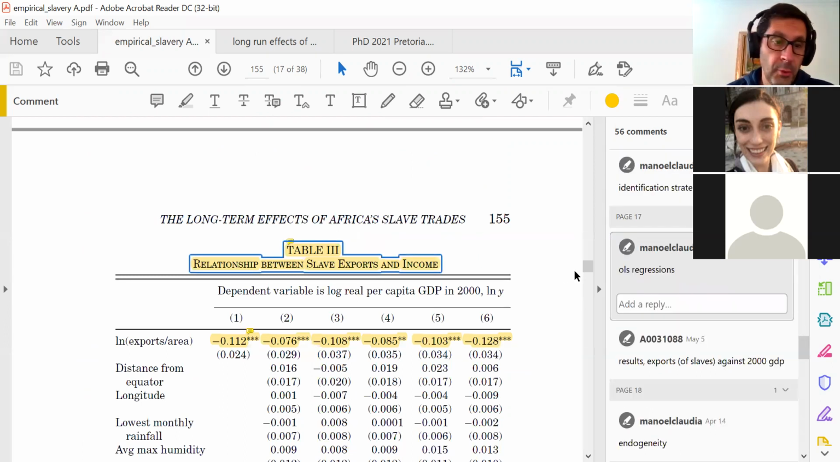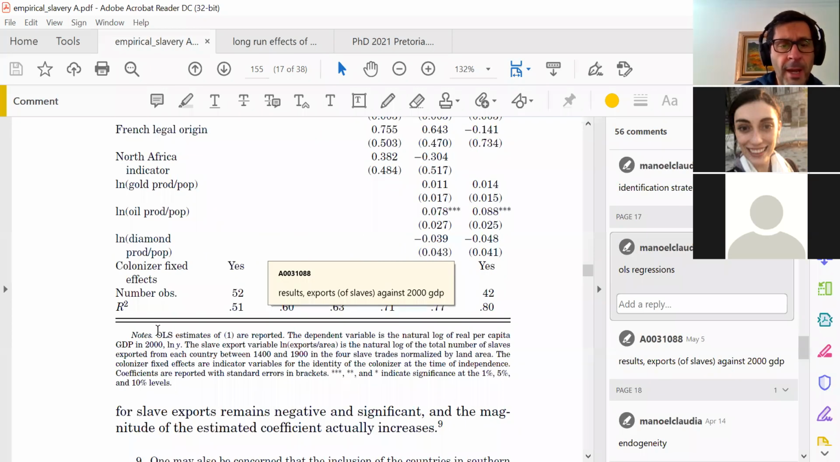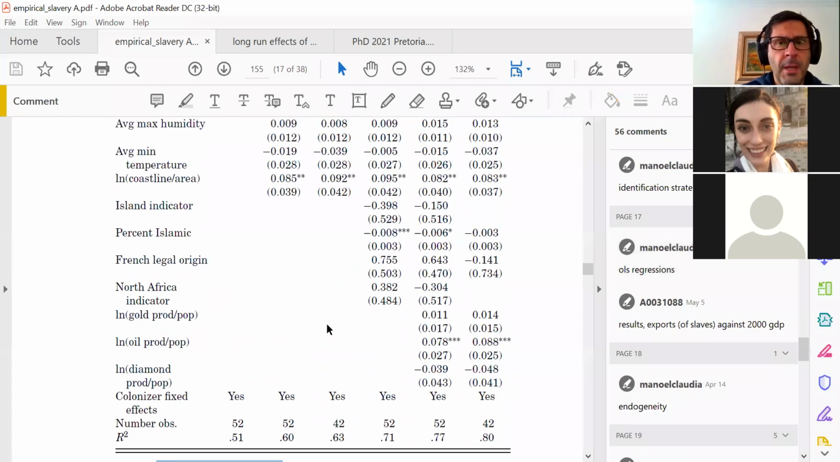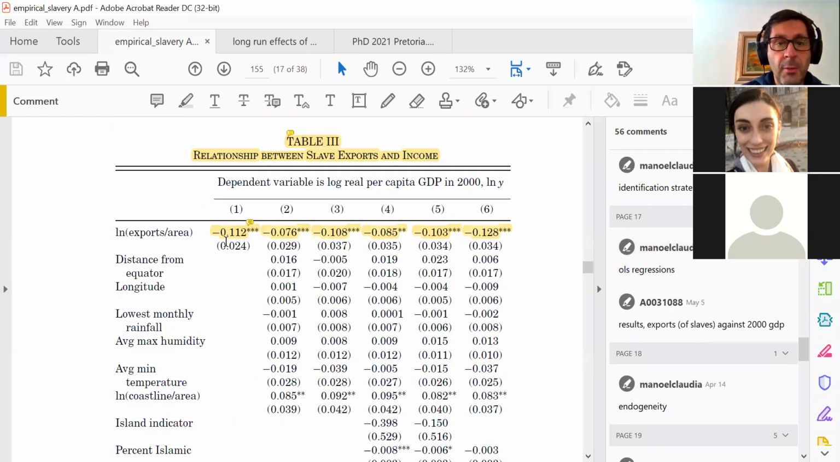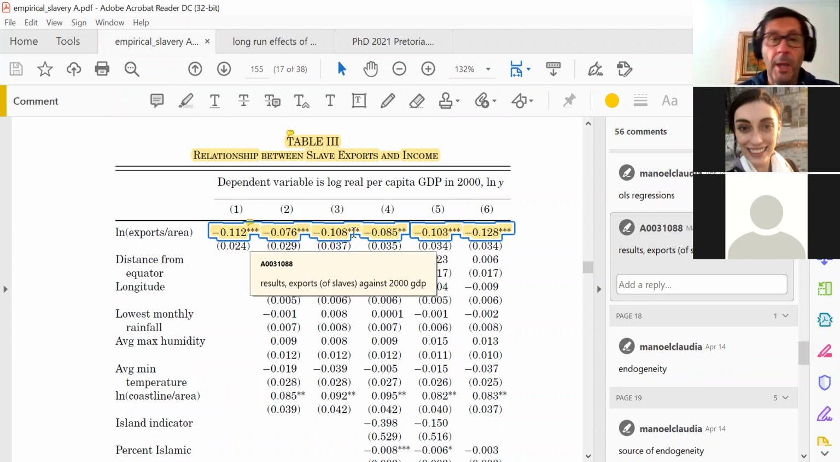Okay, OLS regressions, table 3, a simple table with information, OLS estimates, right? What really matters for us here, what the paper is about, is the results: the number of slaves being exported against 2000 GDP, and we can see the negative correlations there. Right? And they are significant, and they are all different from 0, okay? Okay, that is easy, right, folks?